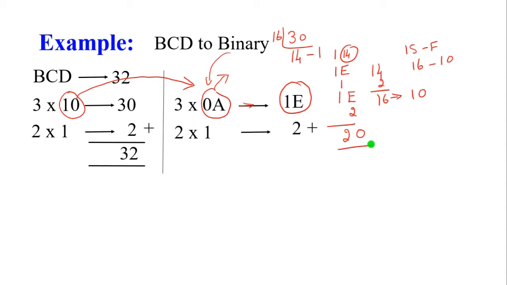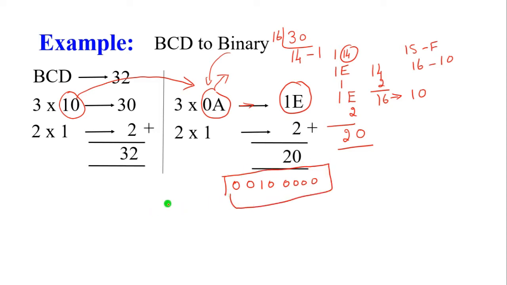The result of this BCD to binary conversion is the number 20, in the form of a hexadecimal number. The equivalent binary number is 0 0 1 0 0 0 0 0. This is the binary number of this 32 BCD number. Okay, that 32 BCD number.